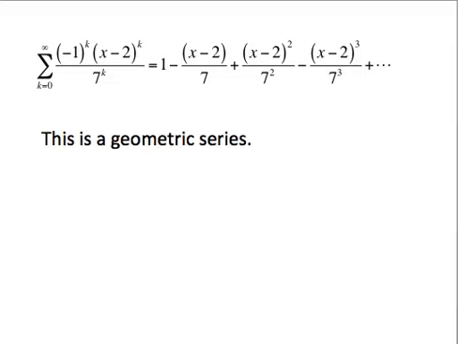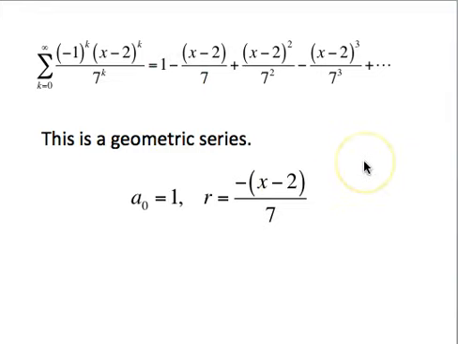Let's recognize that this is a geometric series. Now our first term is 1. What's the common ratio? To get from here to here, we multiply by negative x minus 2 over 7. To get from here to here, also multiply by negative x minus 2 over 7. From here to here, multiply by negative x minus 2 over 7. So the common ratio is the negative of the quantity x minus 2 over 7, and our first term is 1. And when does a geometric series converge?